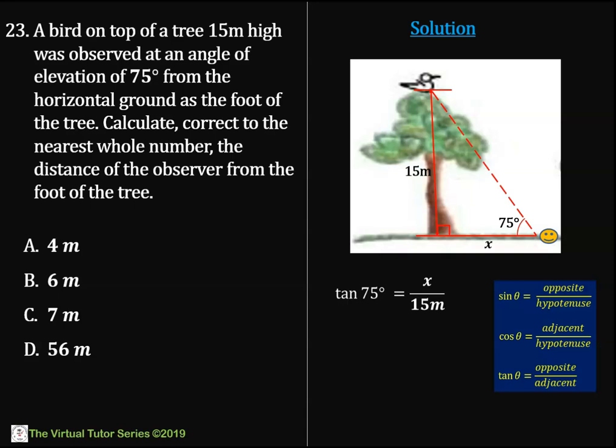Multiplying both sides of the equation by 15 meters, we have x is equal to 15 meters times tan 75 degrees. This is approximately 3.73205 meters, which can be written as 4 meters to the nearest whole number. Therefore, the correct answer is option A.